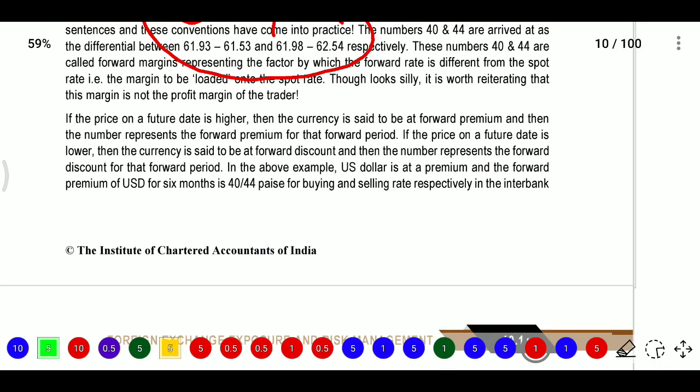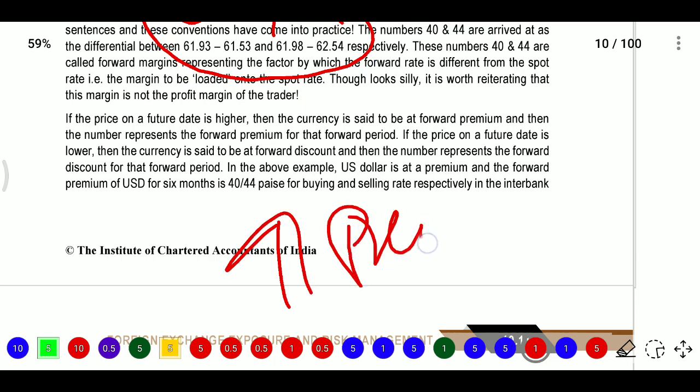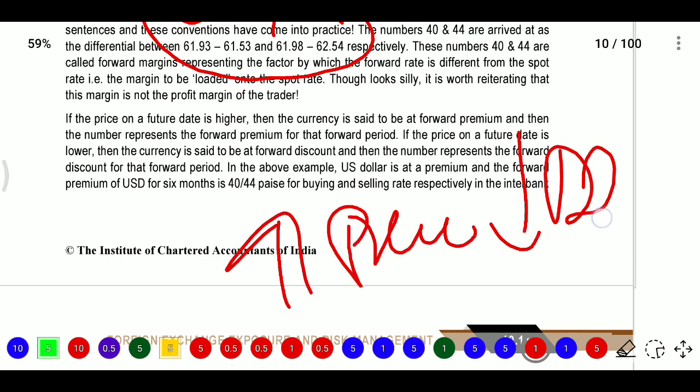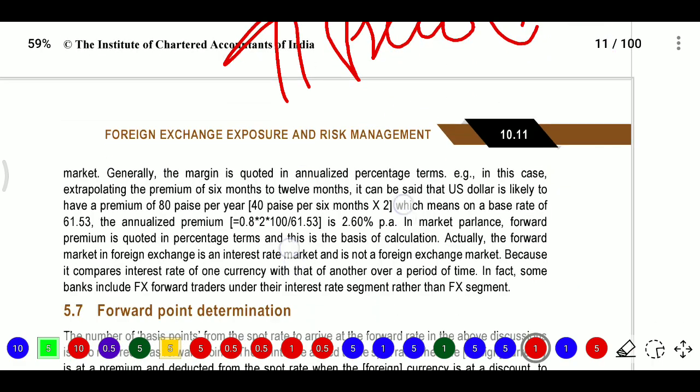So if the price on the future date is higher, the currency is said to be at forward premium. If the price is high, it will become the premium. If it is low, it will become discount. Sometimes it may be loss also.